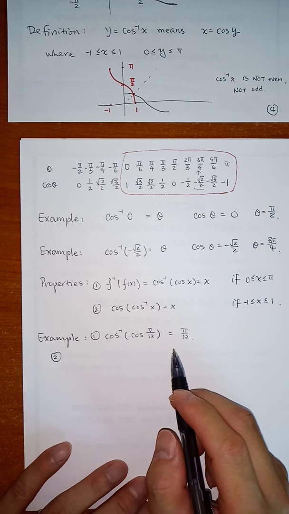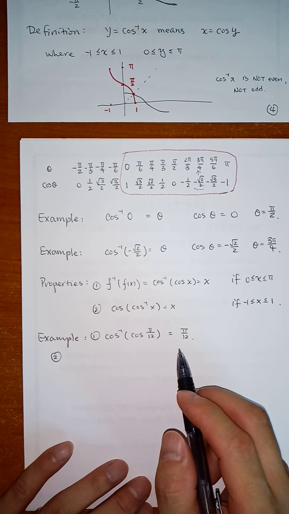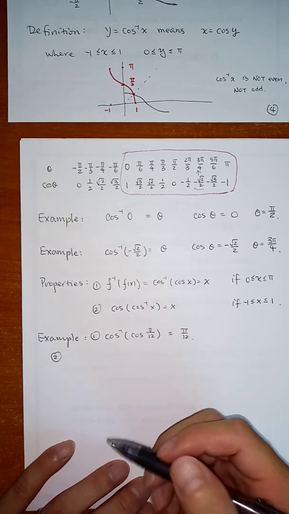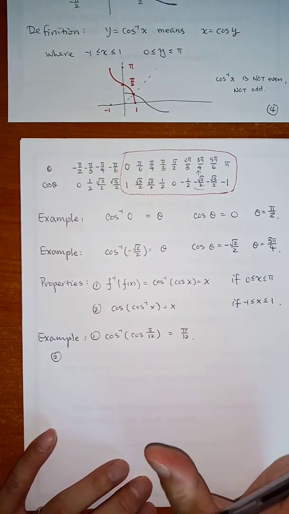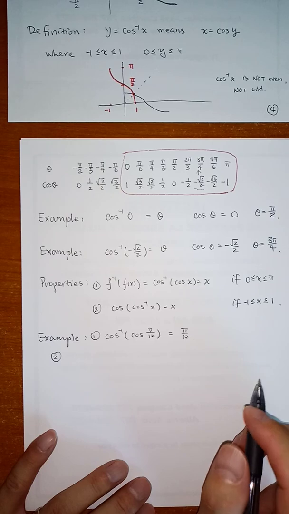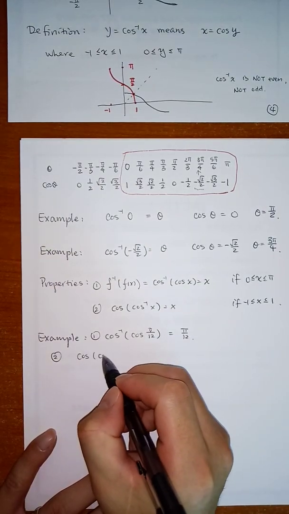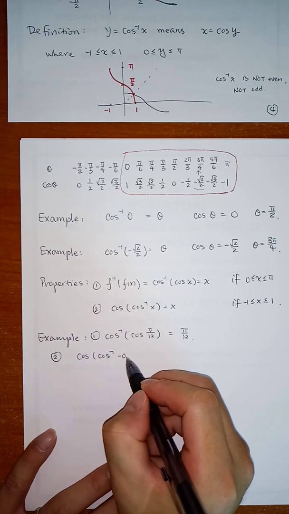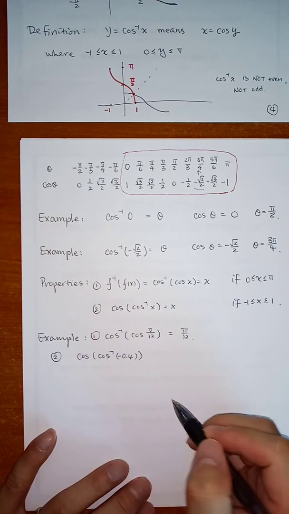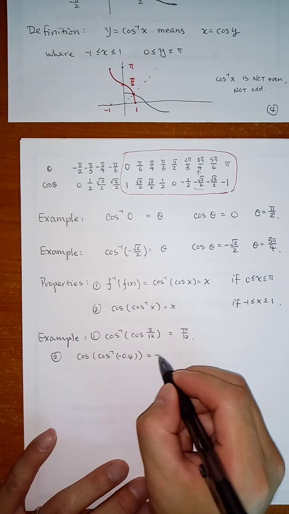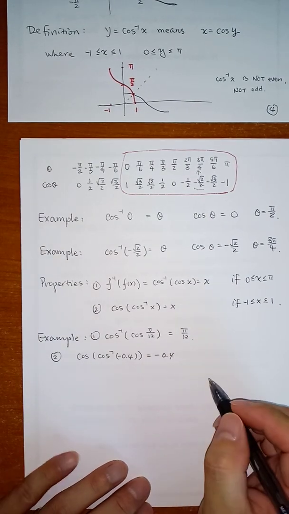This is so trivial that possibly we will not include it in the exam. We will include an example with a tiny computation: cosine inverse of negative 0.4. Negative 0.4 is between negative 1 and positive 1.